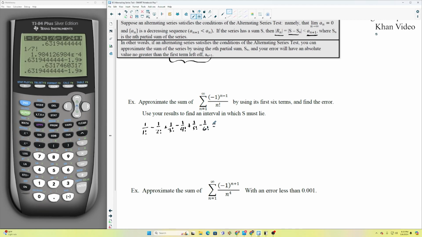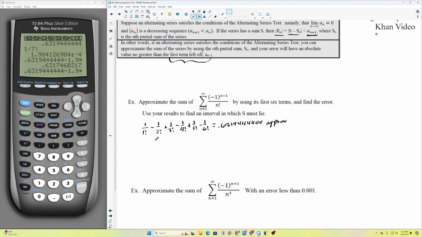And I think I've already added that in the calculator here. We get 0.6319 and then a whole bunch of 4s. So that's the approximation. So we're approximating the sum.